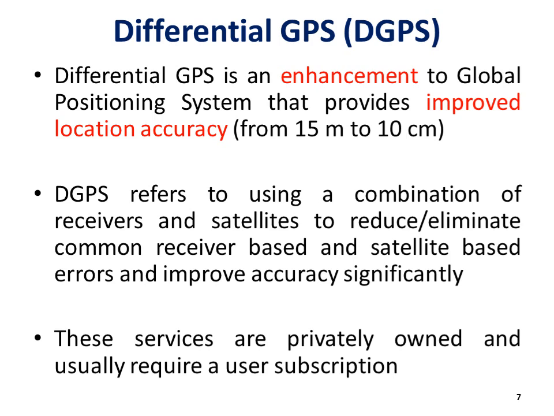If accuracy is measured for the conventional method at 15 meters, this can go down to 10 centimeters. So in DGPS there is a combination of receivers and satellites to reduce or eliminate common receiver-based and satellite-based errors and improve accuracy significantly. We learned about different types of errors in the last module.